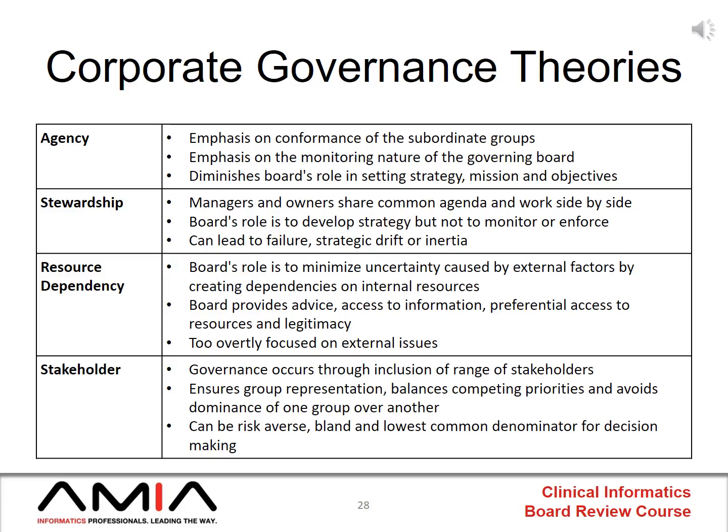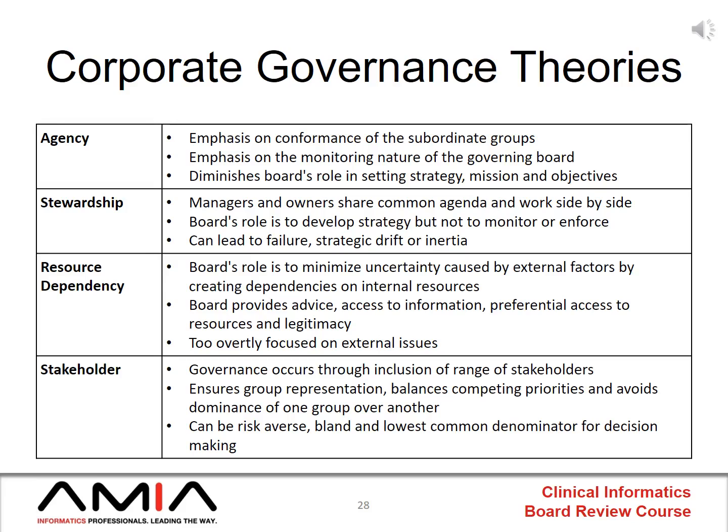Just as there are theories for leadership, there are also theories for corporate governance. The agency governance theory states that good governance comes from an emphasis from the governing body on conformance of the subordinate groups. Governing entities should focus on monitoring, and this governance theory really diminishes a governing board's role in setting strategy, mission, or objectives. The stewardship governance theory states that the governing board's role is to develop strategy but not to monitor or enforce. So in a way, the stewardship theory is completely opposite to the agency theory.